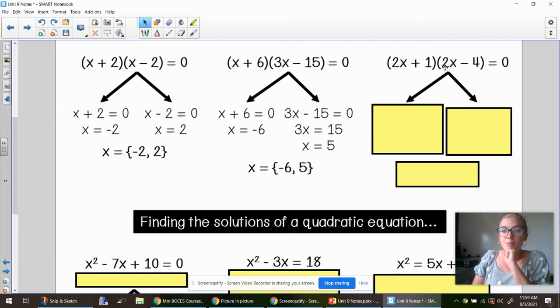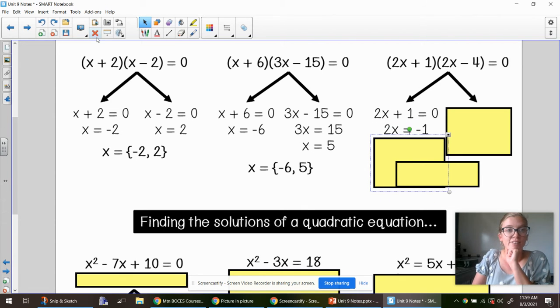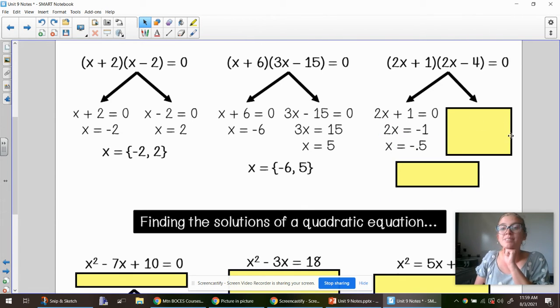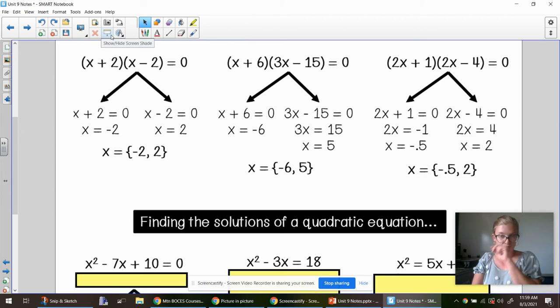Then I have 2x plus 1 times 2x minus 4 equals 0. 2x plus 1 equals 0. I'm going to subtract 1 on both sides and divide by 2. X equals negative 0.5. 2x minus 4 equals 0. I'm going to add 4 on both sides and divide by 2. X equals 2. So the possible solutions for x are negative 0.5 and 2. Zero product property is so easy. We're just taking our factors and setting them equal to 0 and solving.